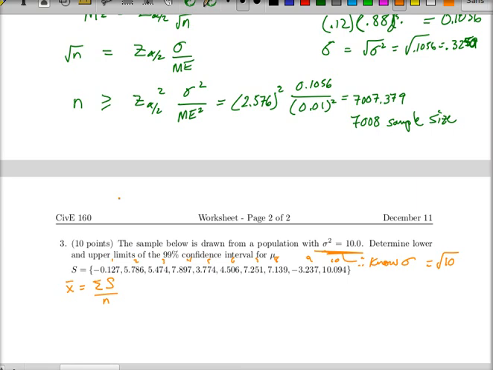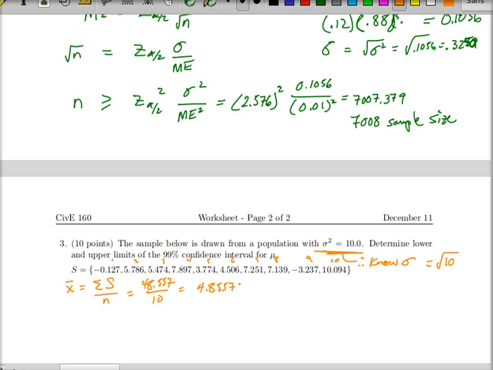Clear. Minus 0.127 plus 5.786 plus 5.474 plus 7.897 plus 3.774 plus 4.506 plus 7.251 plus 7.139 minus 3.237 plus 10.094 equals 48.557 divided by 10, which is going to be 4.8557. All right, very good.